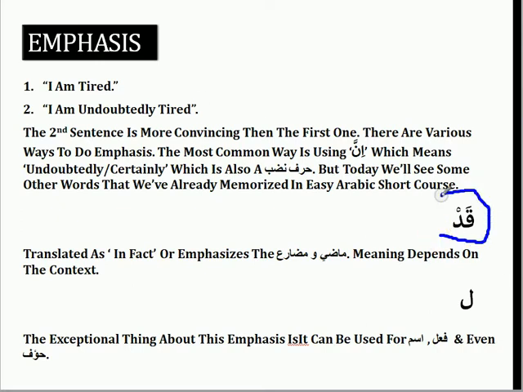This one, qad. What's the first word of Surah Al-Mu'minun? Qad aflaha al-mu'minun. So this one is translated as in fact and emphasizes the madi or mudari. So aflaha, no doubt the mu'minun have certainly succeeded. So there was fi'l madi over there, aflaha. So that's how qad is used. It is also used for emphasis.